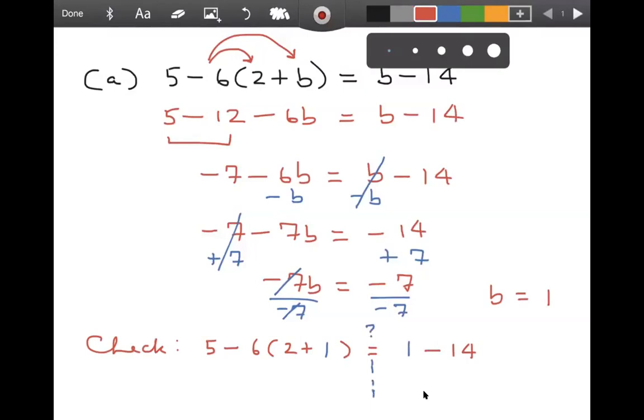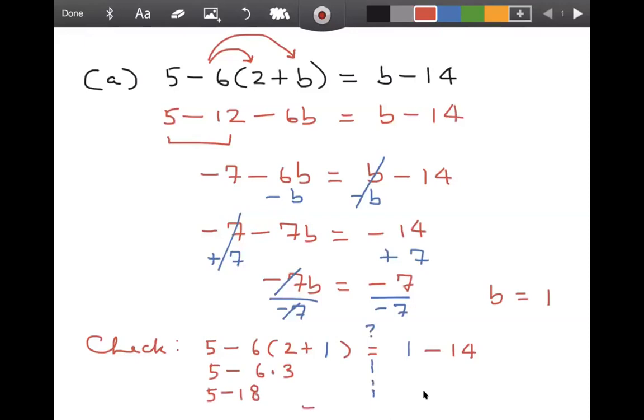Okay, 2 plus 1 is 3. So 5 minus 6 times 3. 6 times 3 is 18. 5 minus 18 is -13. And 1 minus 14 is -13. Woohoo! All right, so the solution is 1. All right, next example.